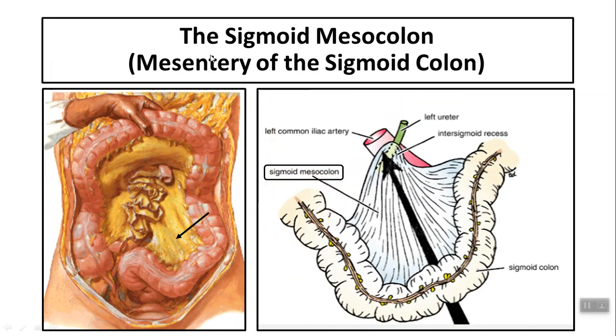The sigmoid mesocolon, or the mesentery of the sigmoid colon. Also, it is a double layer of peritoneum which has its root in an inverted V shape, attaching the sigmoid colon to the pelvic wall.